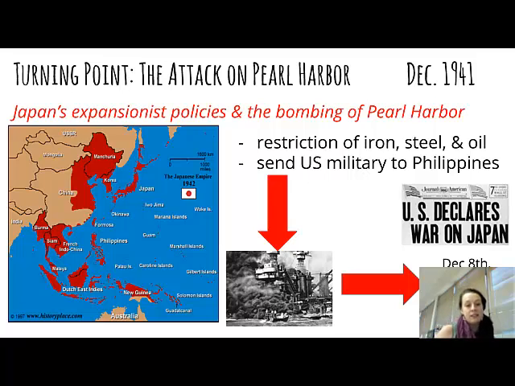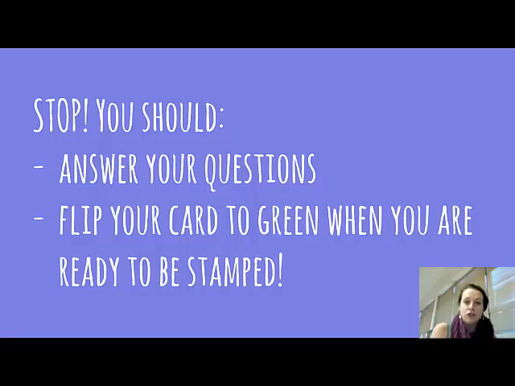So the U.S. also sends military to the Philippines, which is right here, right next to Japan. Remember, the Philippines was a U.S. colony, so the U.S. sends the military there to kind of begin preparation. Japan sees this as really annoying. They're offended by these things. So what they do in reaction is the attack on Pearl Harbor. The attack on Pearl Harbor eventually leads to the United States declaring war on Japan. Days after the U.S. declares war on Japan, the whole Axis powers, so Germany and Italy, also declare war on the U.S. So that's how the United States actually became involved in World War II.